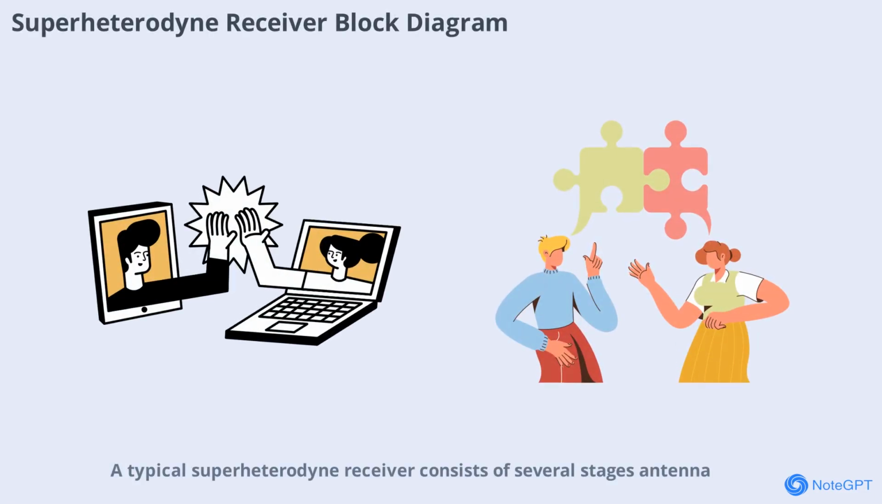A typical superheterodyne receiver consists of several stages: antenna, RF amplifier, mixer, local oscillator, IF amplifier, detector, and audio amplifier. Each stage plays a specific role in processing the radio signal from reception to output. Understanding this block diagram helps visualize how the signal flows and is transformed at each step.